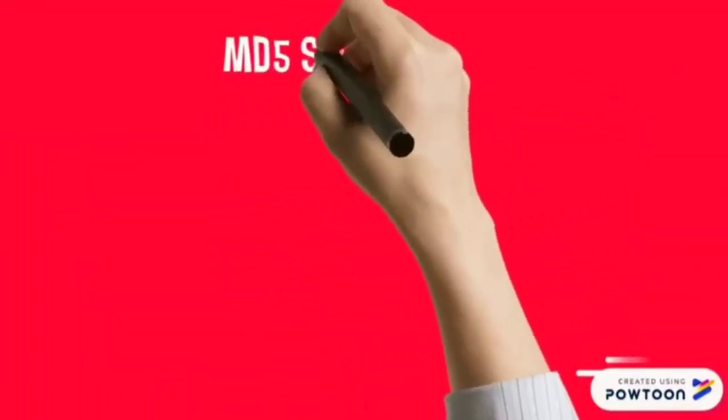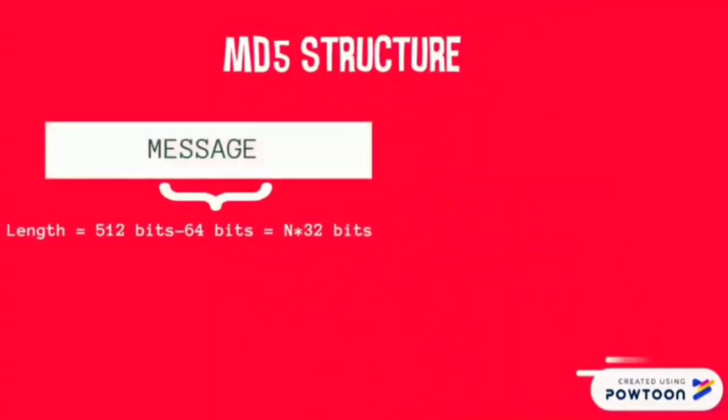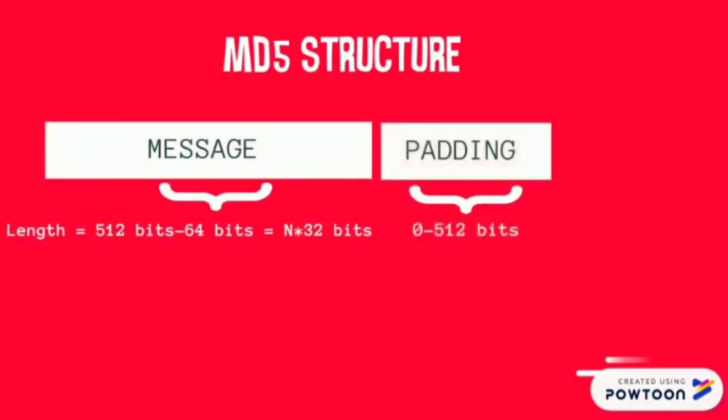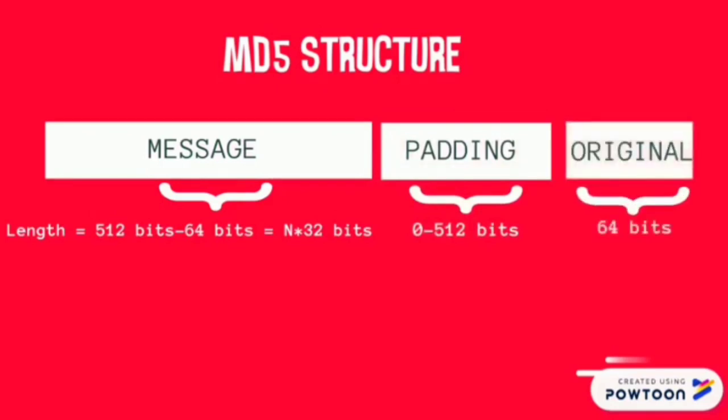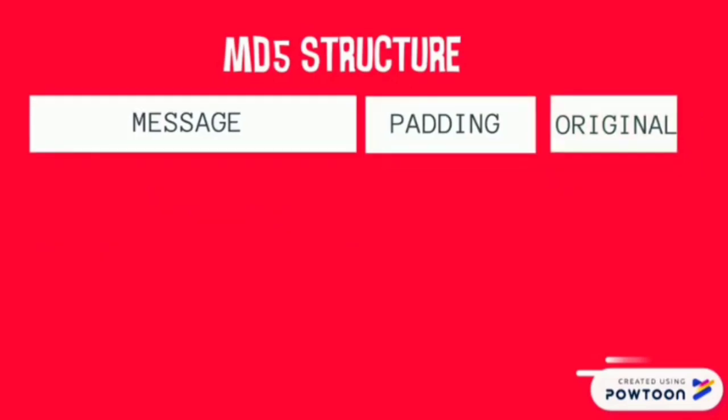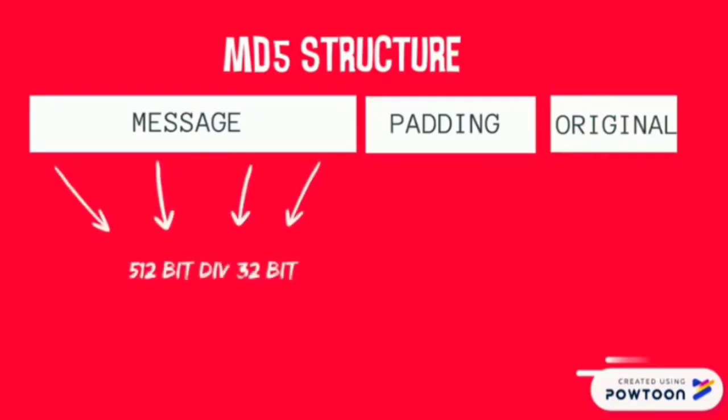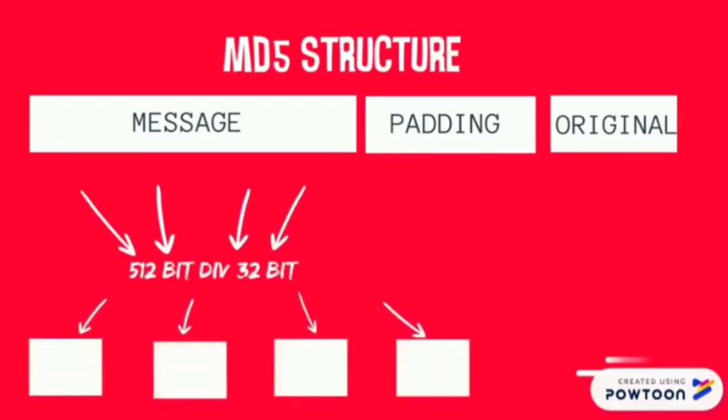Now, in MD5 we have the following structure. We have a message with a length of a multiple of 512 minus 64 bits, which is equal to n times 32. Then we add padding so that the length is a multiple of 512, and finally, we add 64 bits for the length of the original message. Next, the message is divided into blocks of 512 bits, each made of 32-bit words. Once we break the message into blocks, each block will perform a special operation.